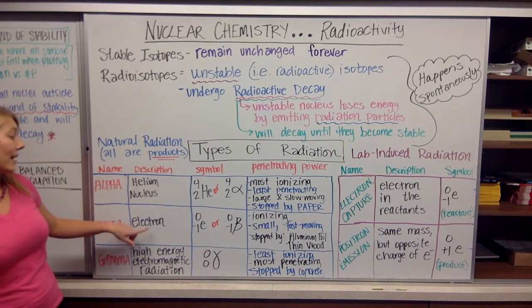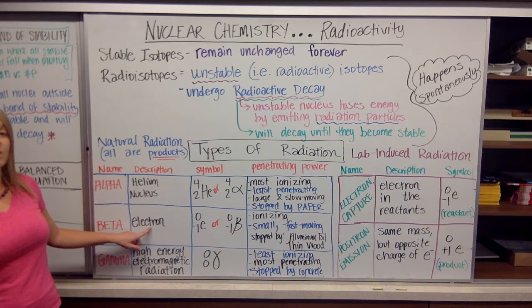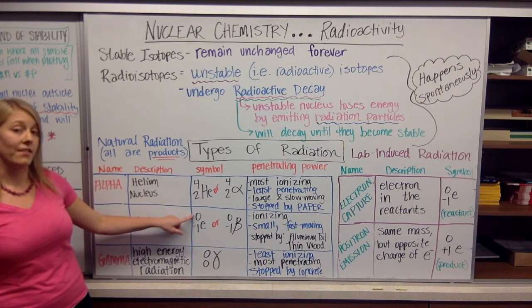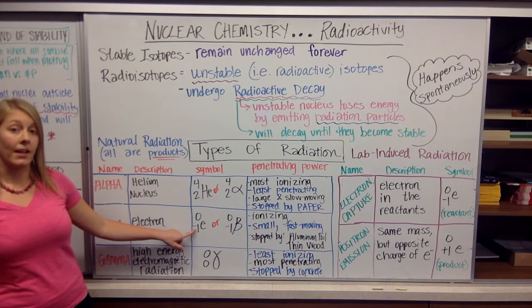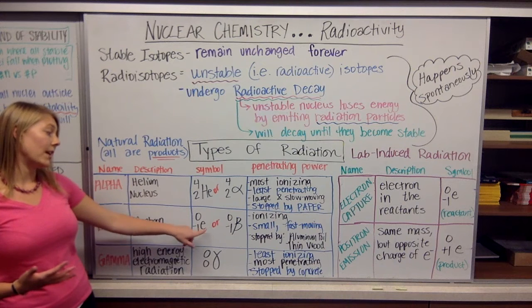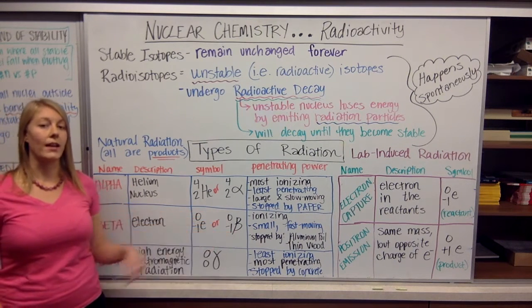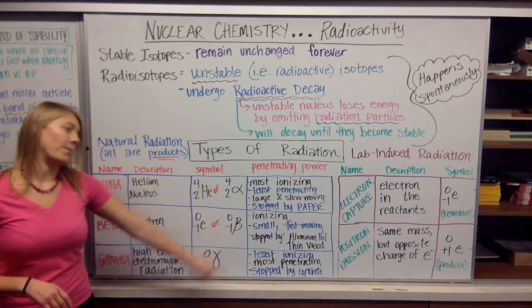If we look at beta decay, our beta particle is really an electron. Since an electron has essentially no mass, we write the mass number as 0 and the charge as -1. So 0/-1 e for electron. So this is our electron. We can also write it as 0/-1 beta, and this is the Greek symbol for beta.